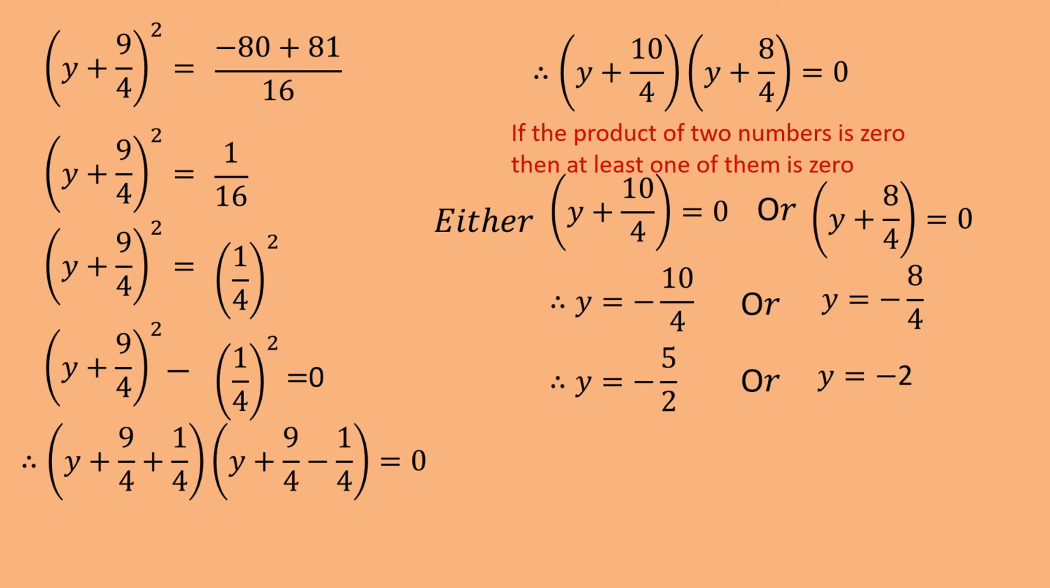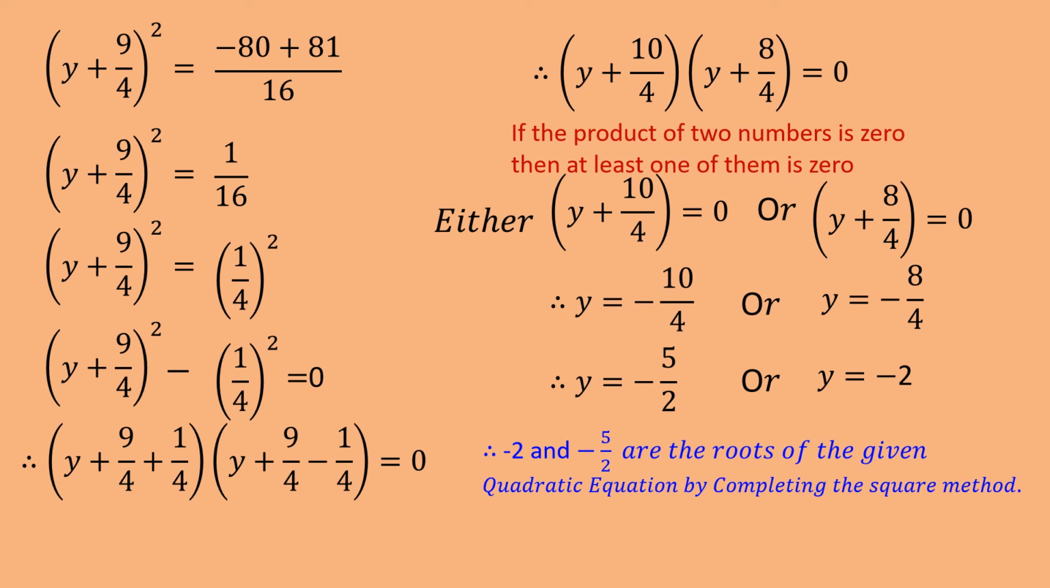Let us see how to write the answer. Minus 2 and minus 5 upon 2 are the roots of the given quadratic equation by the completing the square method. I hope you have understood the concept.